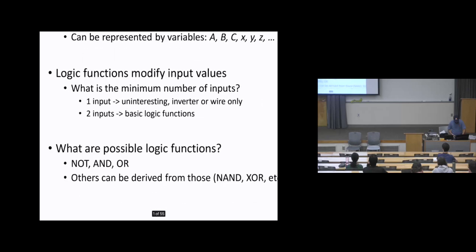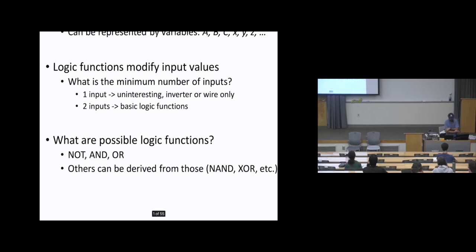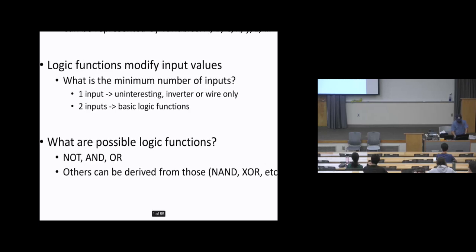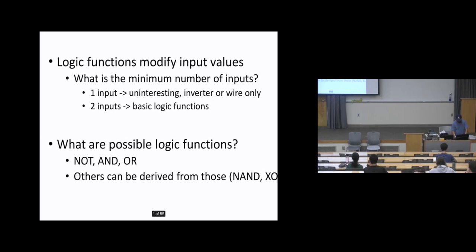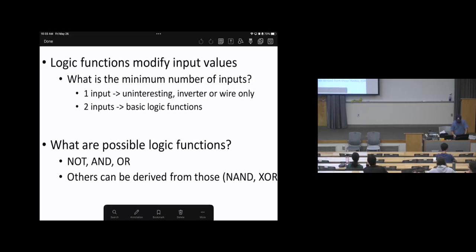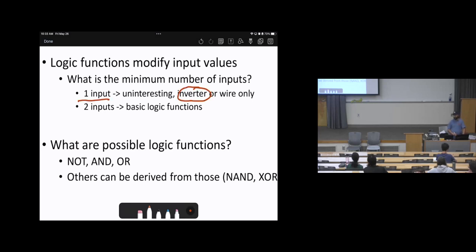So a logic function depends, there should be some inputs and some outputs. These inputs can be either 1 input, 2 inputs, 3 inputs, it depends. What are the minimum number? The minimum number that we can have for an inverter is only 1 input. This is only for something we call an inverter, which is for reversing the sign or reversing the digits.